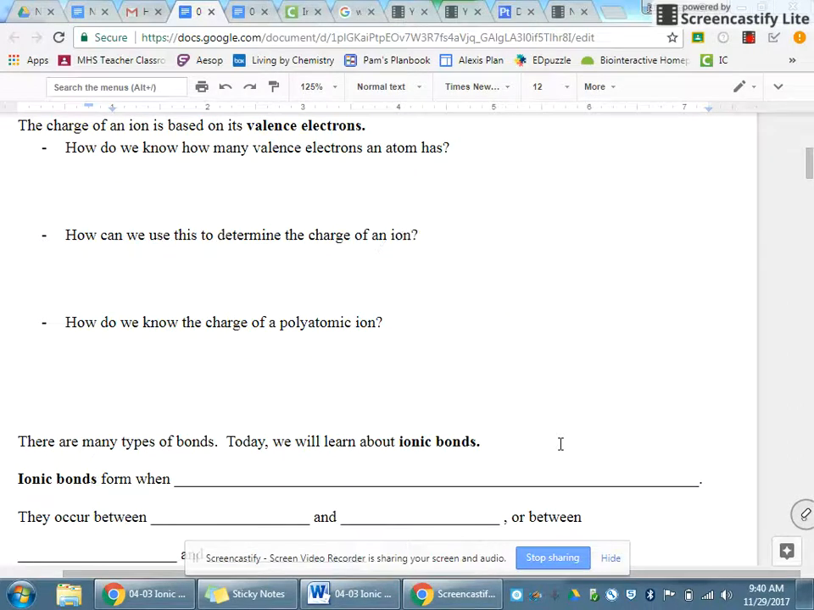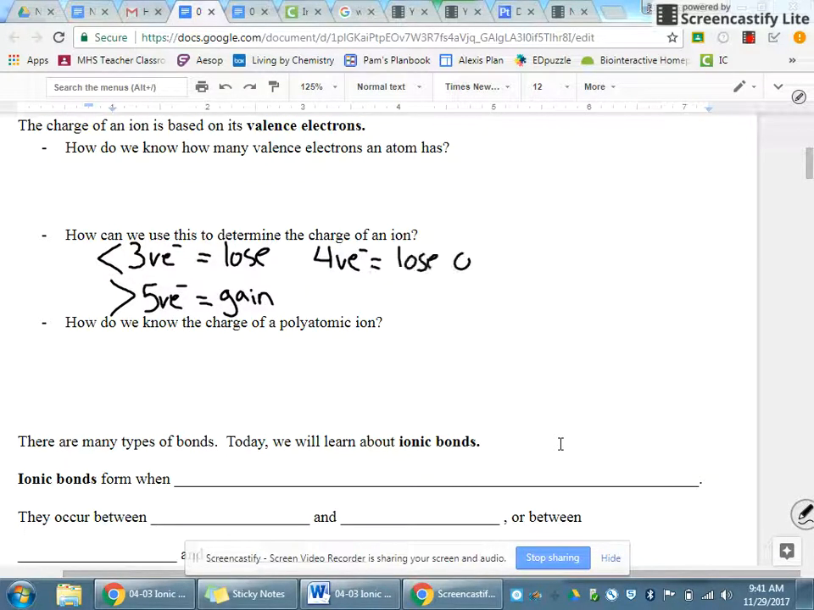And in summary, I would do less than 3 valence electrons equals lose. Greater than 5 valence electrons equals gain. 4 valence electrons equals lose or gain. And if you have 8 valence electrons, nothing.